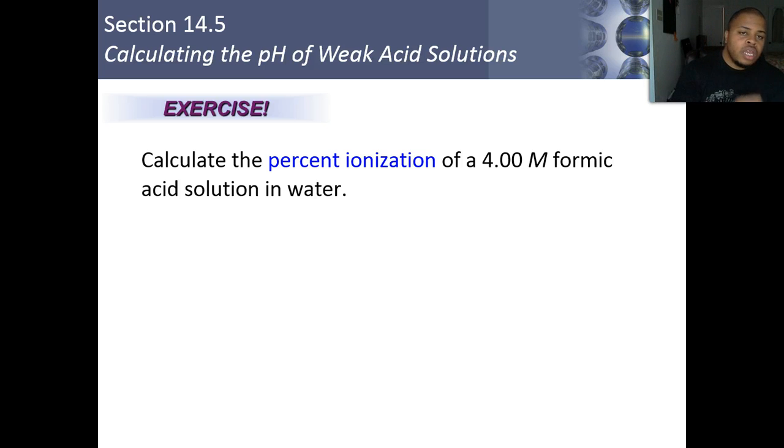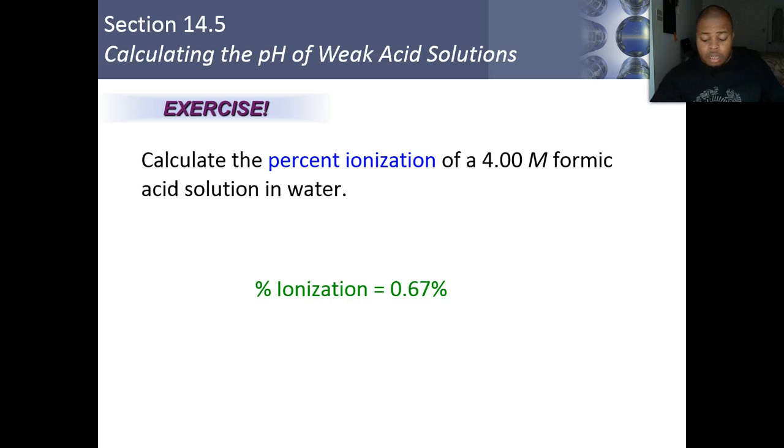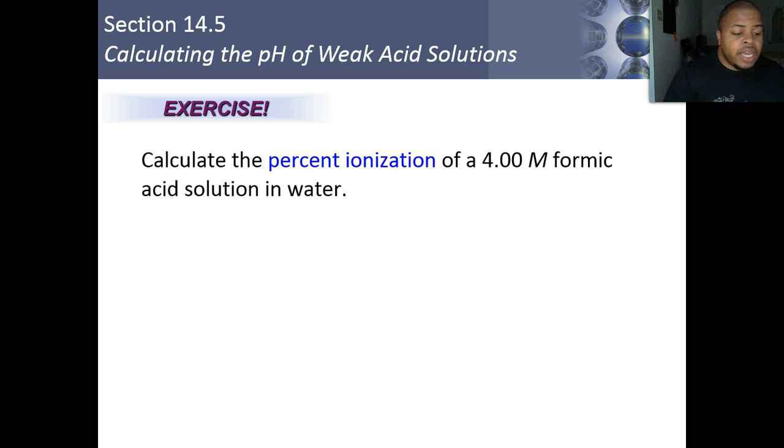Now, here's our next example. It says calculate the percent ionization of 4.0 molar formic acid in water. So we need to discover a few things. We need to look at what the major species are and how it's all going to work together. Sorry, the answer is already there, but we're still going to work through and see how we can check it. So let's take a look at it.